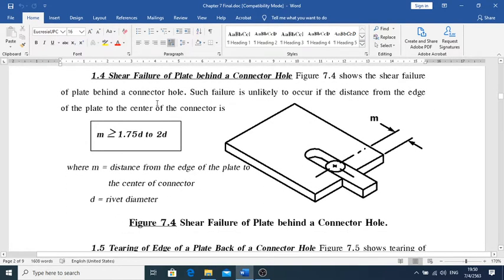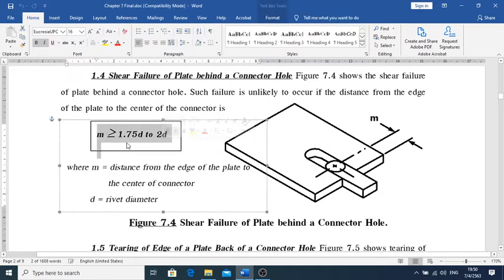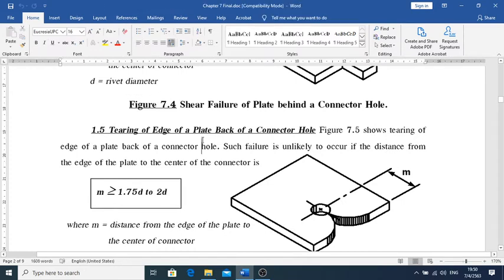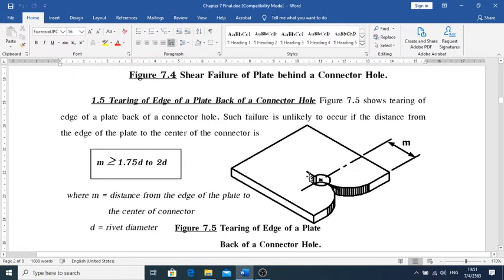And then another failure is the tearing apart of the connector hole. It's going to tear apart from inside to outside. So therefore, we're going to provide a space M, a distance from the rivet center to the rim. So we should provide a distance M greater than 1.75 times D to 2 times D. And then the other way around is tearing apart from outside to inside.